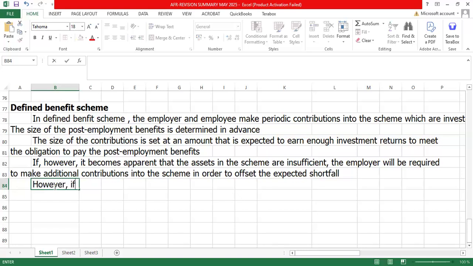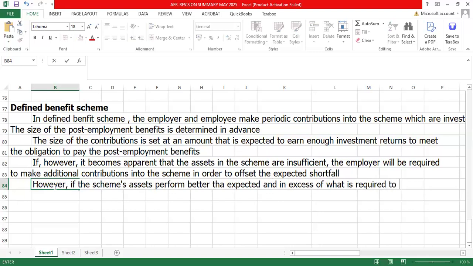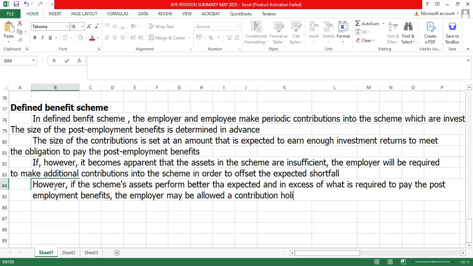However, if the scheme's assets perform well, better than expected, and in excess of what is required for the post-employment benefits, the employer may be allowed a contribution holiday. It's something that you must know.